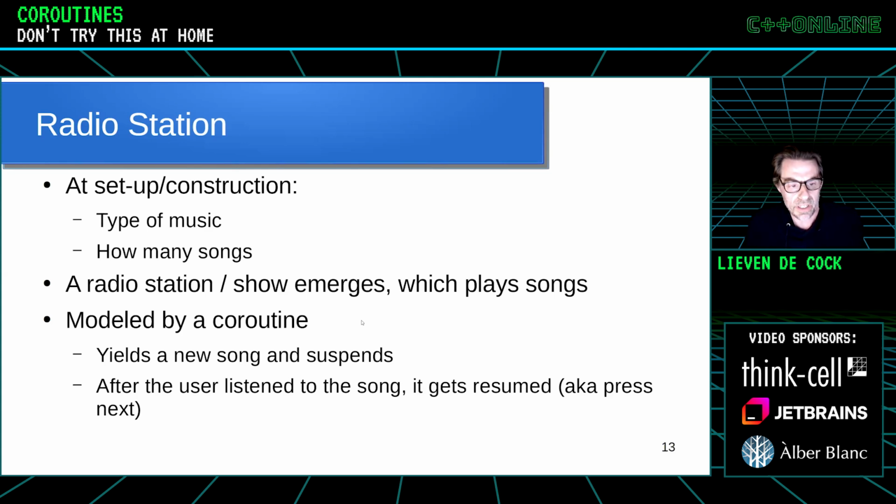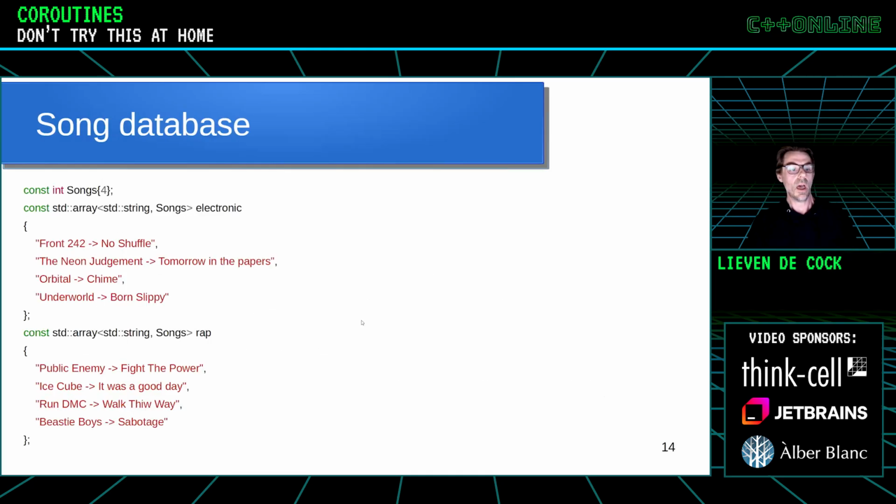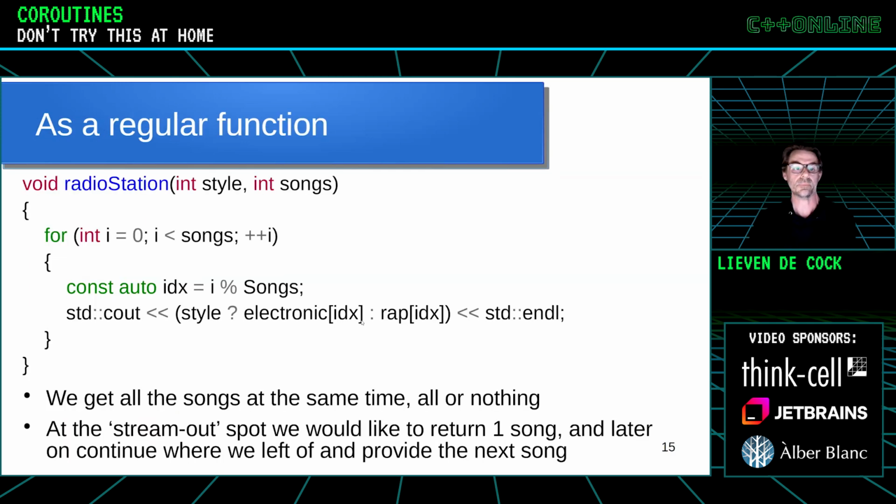When there is a new song ready to be played, the coroutine will yield that new song and then it will suspend. As a user, I can listen to that song, and then when it has finished, I'm going to tell the coroutine, could you please resume and prepare the next song I want to listen to. We have a song database with the two types of music and the songs which are present and from which it will select.